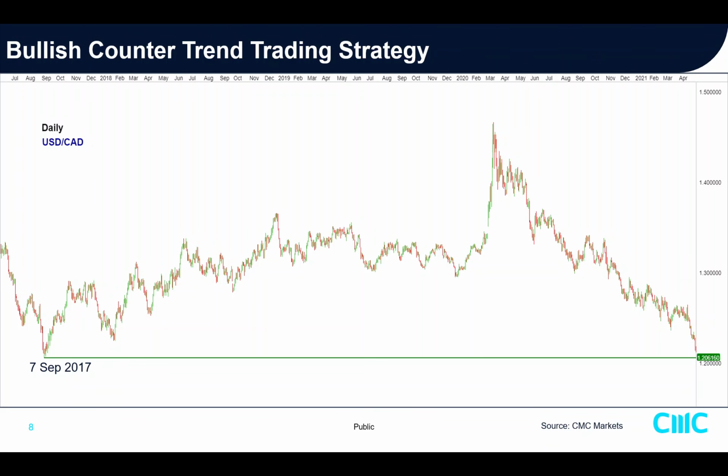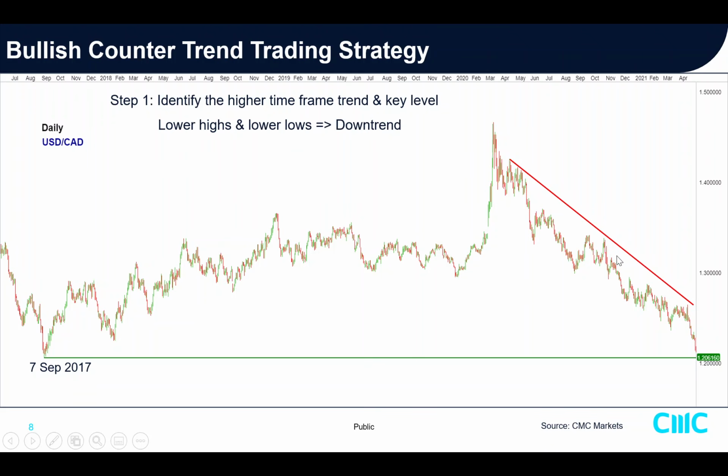All right. So now let's go step by step. Step 1 is to identify the higher time frame trend and key level. Let's take a look at the daily chart of dollar CAD. You can see over here that dollar CAD is trading in a downtrend, lower highs, lower lows. Very clearly it's a downtrend.